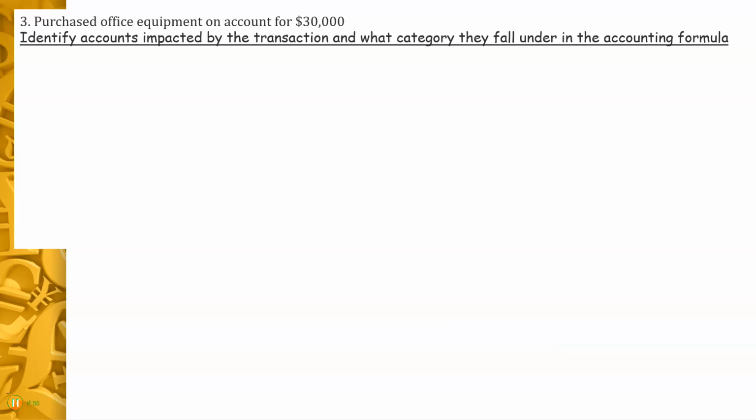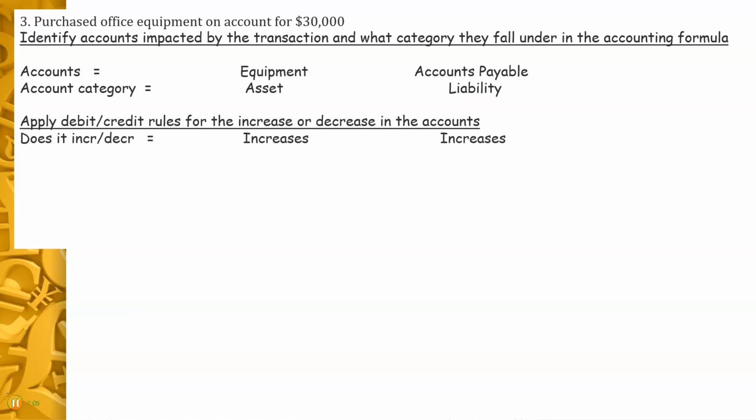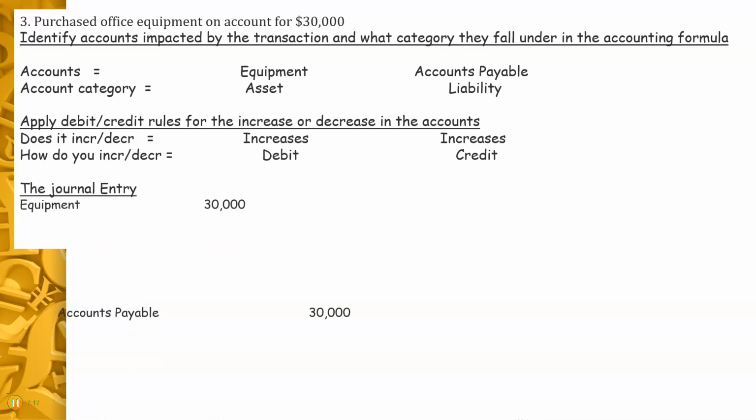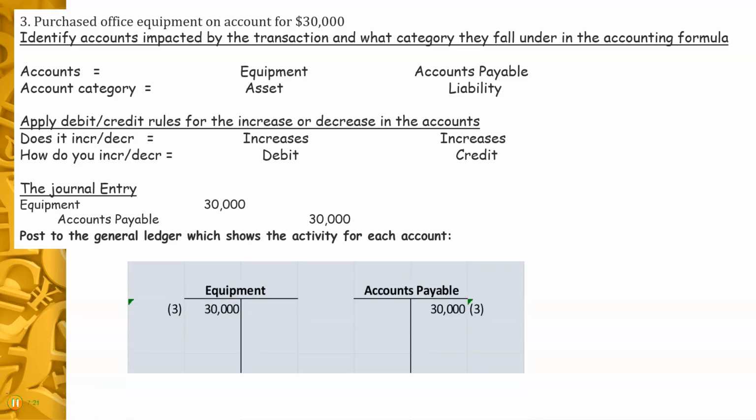Now we purchased office equipment on account for $30,000. So we have equipment and accounts payable. We have an asset and a liability. Our equipment went up and now we owe money, so that went up. So we're going to debit our asset and credit our liability because they both went up. And our journal entry is going to be equipment, accounts payable. And we're going to post it to the general ledger.